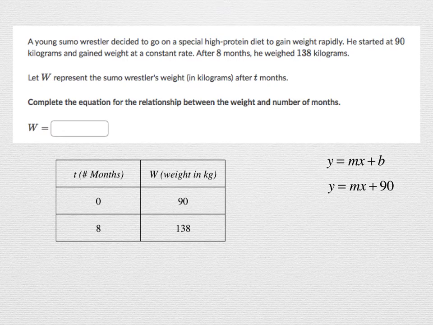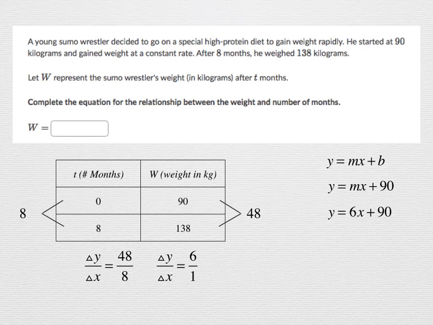I don't have my slope, my rate of change, but I can figure that out by doing the change in y over the change in x. Or the change in weight in this case, which is 48 kilograms, to the change in t, which is 8 months. And so when I do this change in y over change in x to find my rate of change, or my slope, it's just 48 divided by 8, which is going to be 6. So I can now figure out that my slope, my rate of change, is 6.